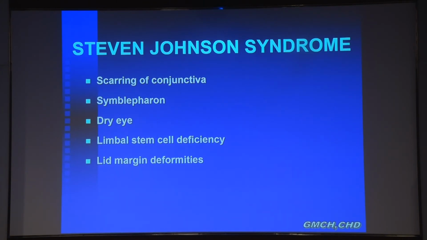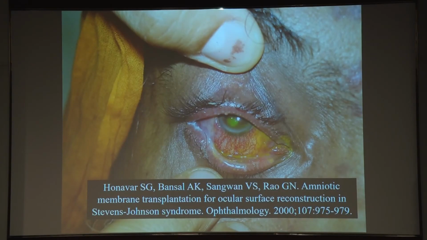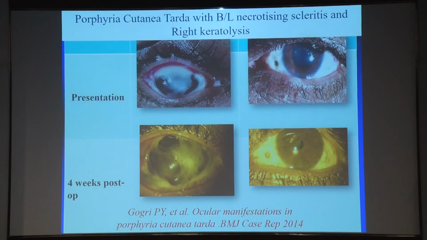Stevens-Johnson syndrome, again, is a condition where there is a lot of scarring of the conjunctiva with symblepharon, dry eye, so many limbal stem cell deficiency, lid margin deformities. In these conditions, it is very important that we take care of local ocular inflammation. So what we can do, we can just put this amniotic membrane and give topical steroid. So you'll have a nice ocular surface because of amniotic membrane. And then this complication of symblepharon will not happen in these patients.